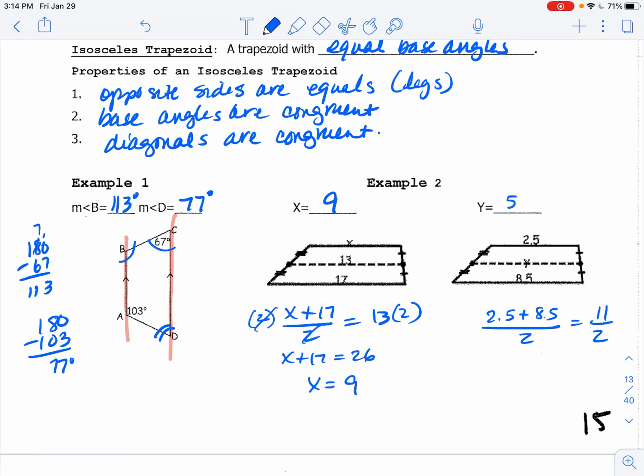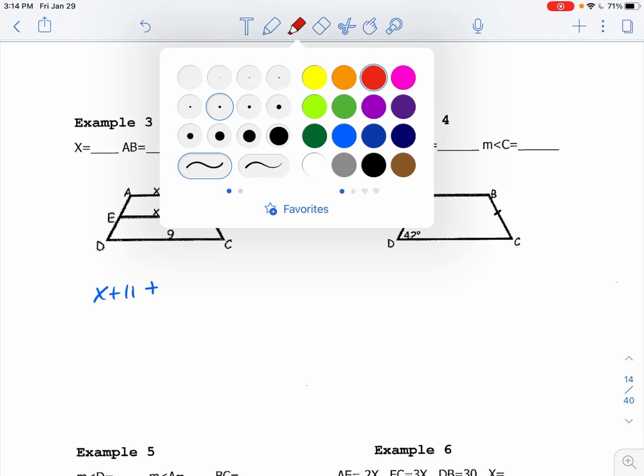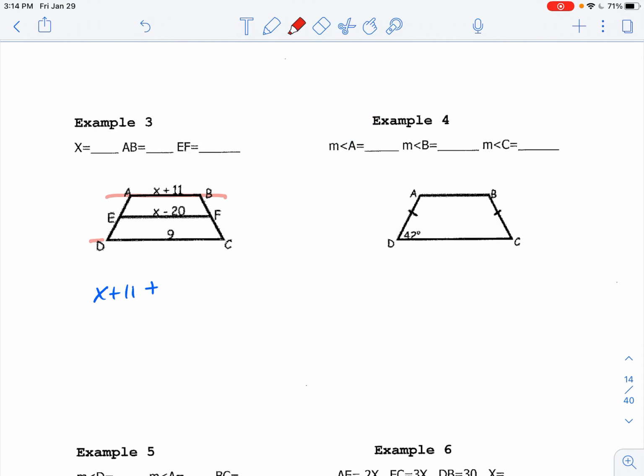All right, so same thing, this time just with some algebra involved. Add up the bases. I'm adding up this guy and this guy, divided by 2, it's going to equal the mid-segment. So (x + 11 + 9)/2, that would be the average of the two bases, is equal to x minus 20. All right, so let's see.